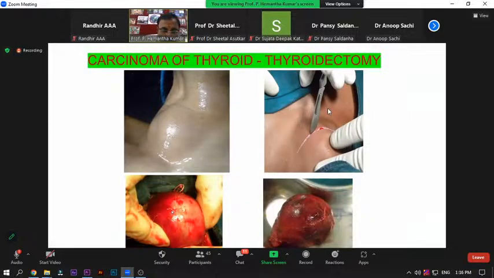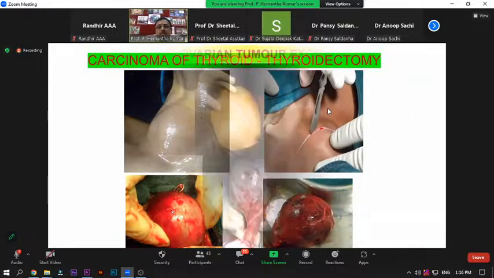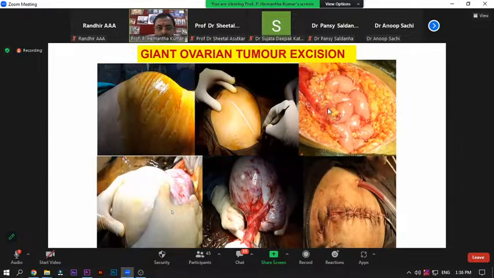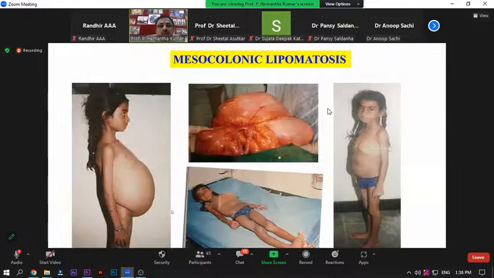And carcinoma of the thyroid, you can go for thyroidectomy. So a huge ovarian tumor, but after biopsy, it looks like a benign tumor. It is not a malignant tumor, and we excised this tumor. And this is another interesting case. We operated in SDM College of Ayurveda, Hassan, I think 2004 or 2005.